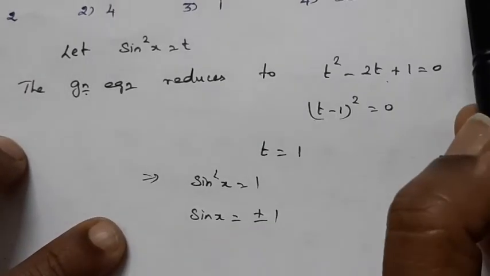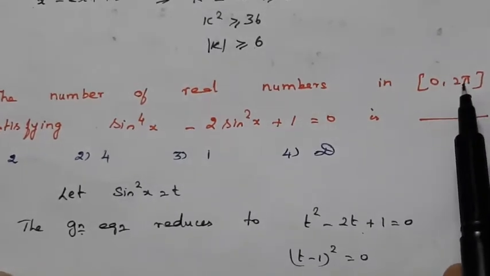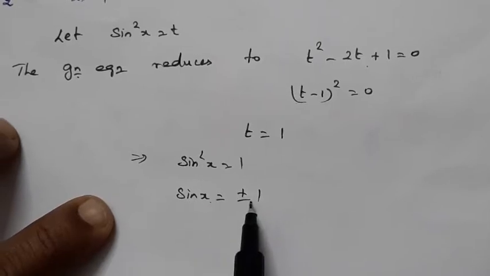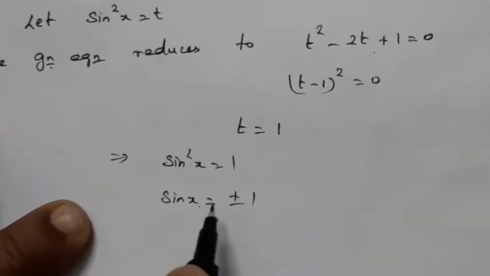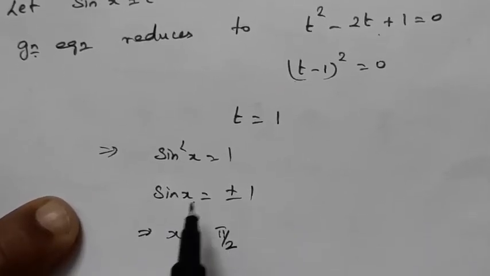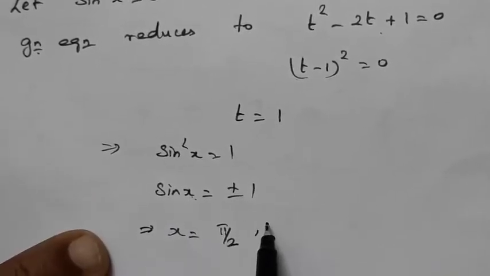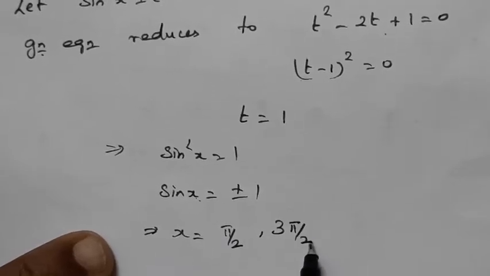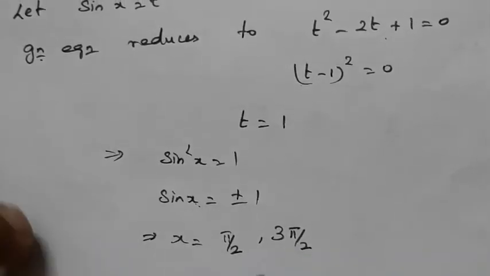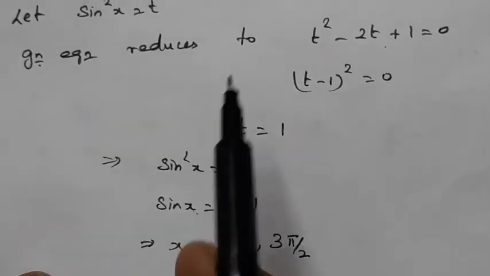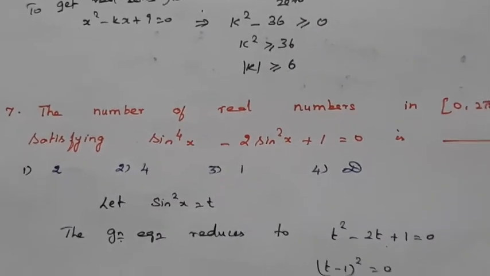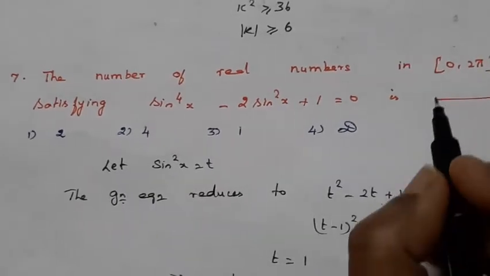Within one complete revolution, 0 to 2 pi, for what values of x will sin x be plus or minus 1? Sin x is equal to 1 when x is pi by 2, and sin x is equal to minus 1 when x is 3 pi by 2. That is, at 90 and 270 degrees it takes the values plus 1 and minus 1. So, only 2 values. The number of real numbers in the closed interval 0 to 2 pi which satisfy the equation is only 2, which is option number 1.